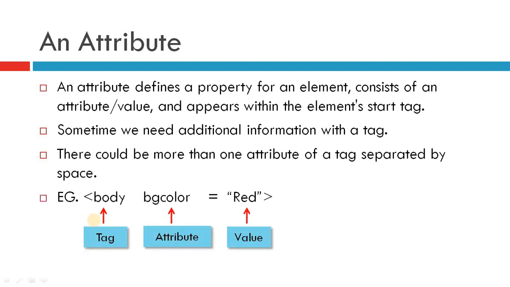So here we have an example. Body. Body is the tag. BG color is the attribute. Equal to red is the value. So attribute BG color is giving more information about body. Red is the value. Attribute is written in attribute value pair. This is the starting body tag. So here attribute is written with the starting body tag. Later we are going to study body tag and we are going to study various different attributes of body tag.